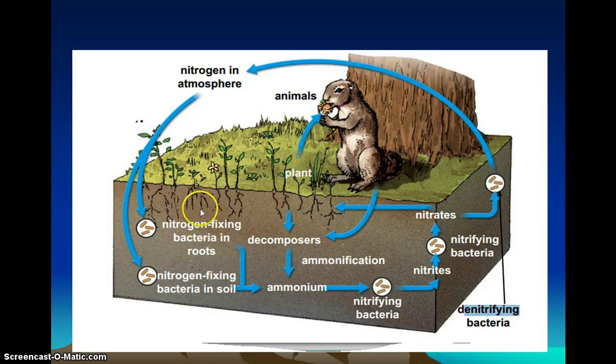Okay, so we have a picture here. Nitrogen is in the atmosphere, and it is absorbed through the soil and through plants. Then we have the nitrogen fixing bacteria, which changes the nitrogen into ammonium. From there we have more bacteria that change it to nitrites, then to the nitrates, and then denitrification releases that back into the atmosphere.